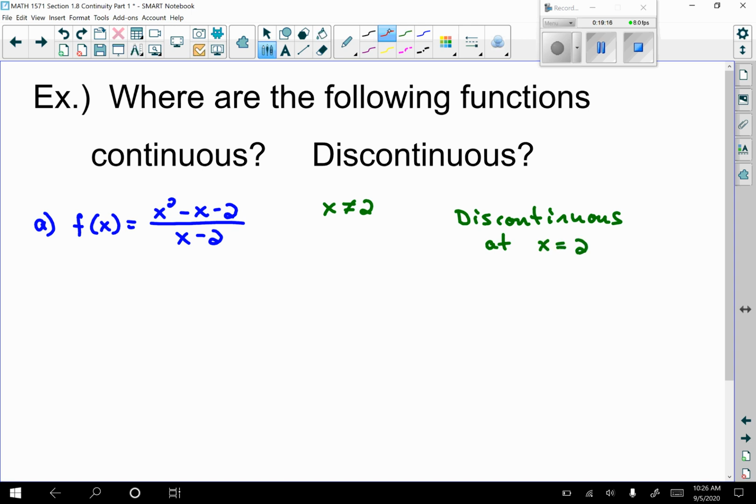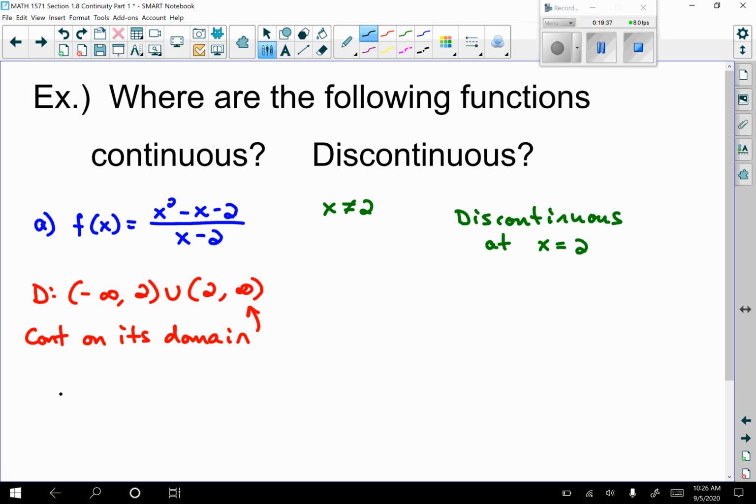But let's figure out the domain then. So the domain here would be all numbers except x equals 2. So that would be negative infinity to 2 joined with 2 to infinity. So we would say f of x is continuous on its domain, which we already have listed right up here.